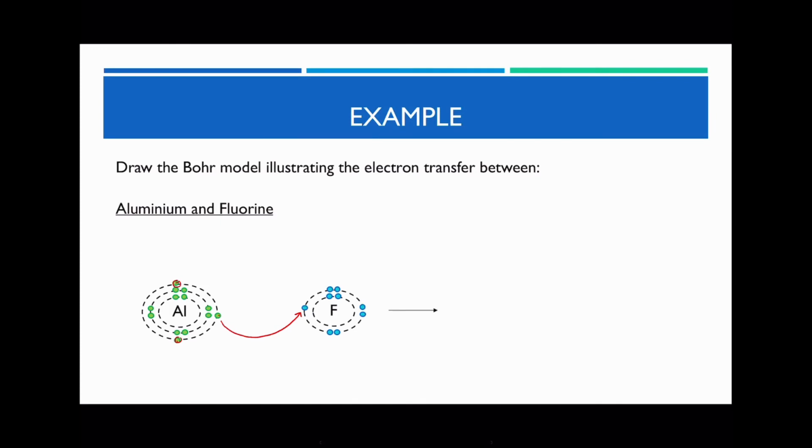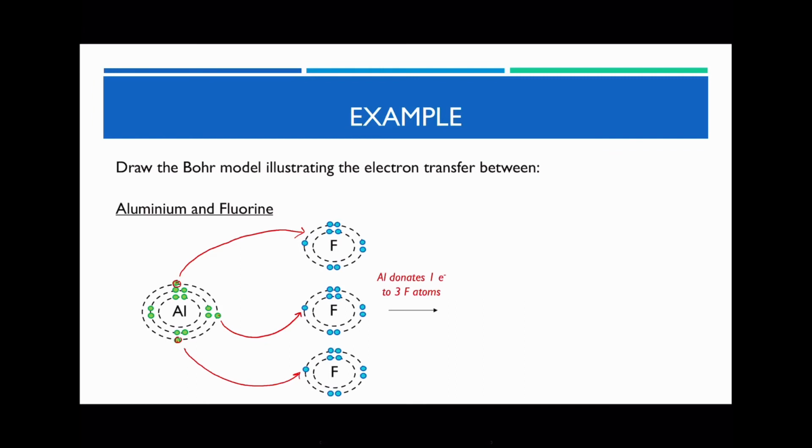Since this aluminium needs to donate 2 of its electrons, you need to have 2 more extra fluorine atoms. So in total, there'll be 3 fluorine atoms. By having 3 fluorine atoms, it can now donate its electrons, and therefore this is how your answer should look.